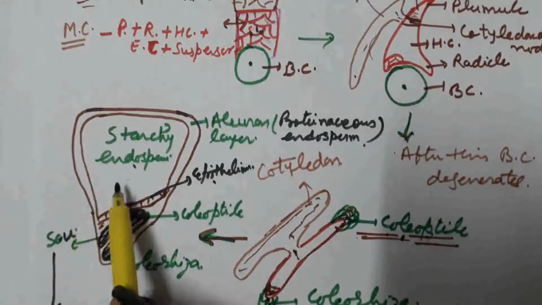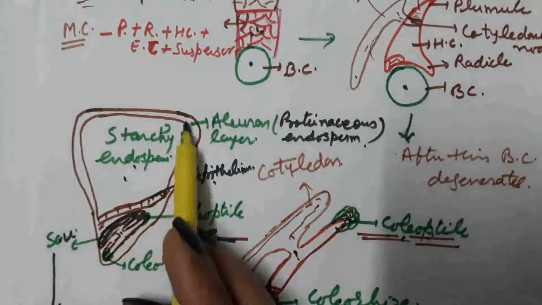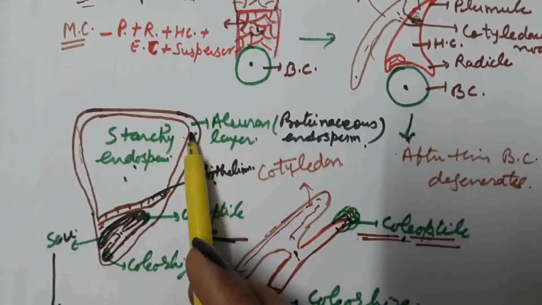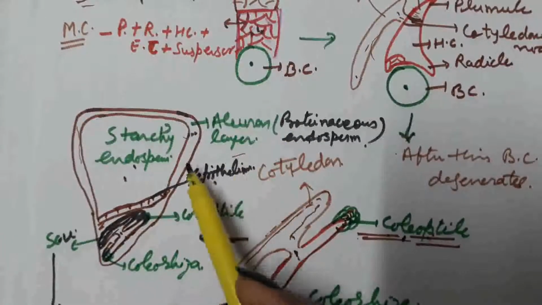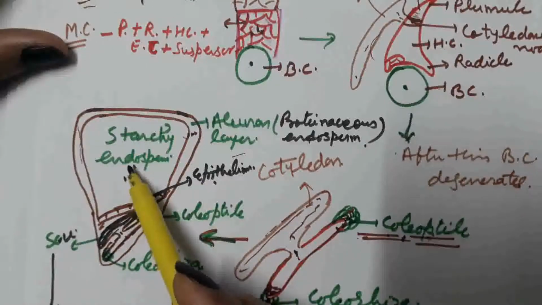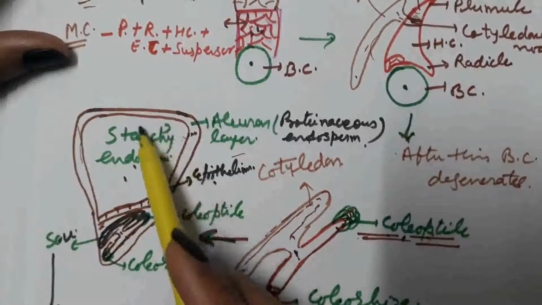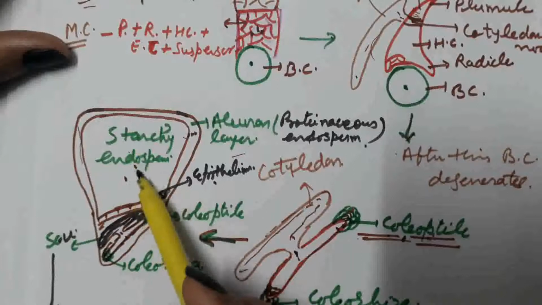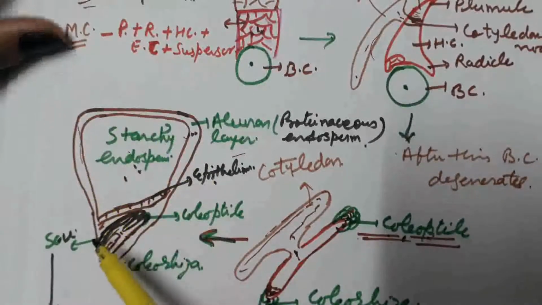The upper chamber of the seed of maize grain consists of the endosperm. The outer layer of the endosperm is known as the aleurone layer. It is made up of protein and we call it proteinaceous endosperm. And in the center, starch is deposited inside of the seed and represents the starchy endosperm. This is the structure of the maize grain.